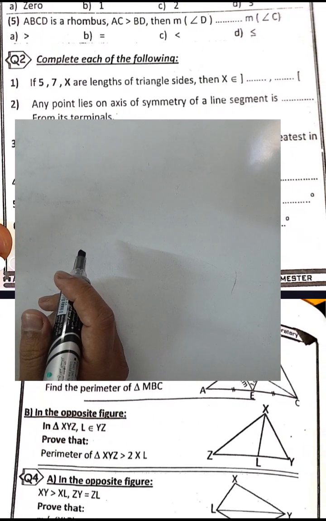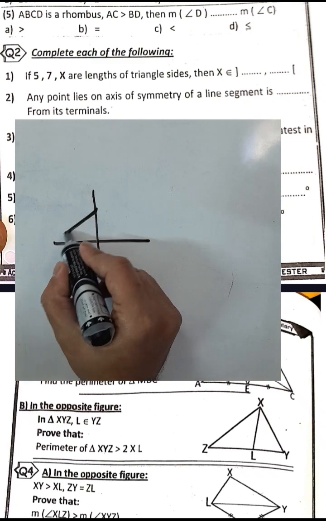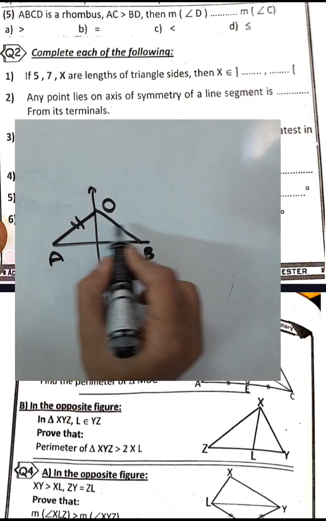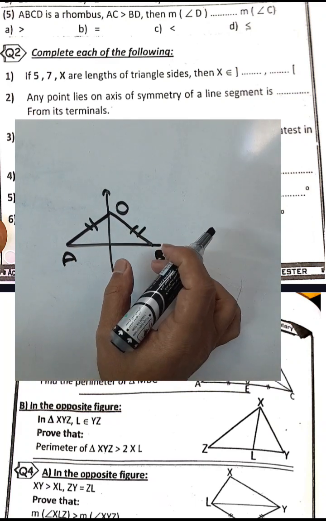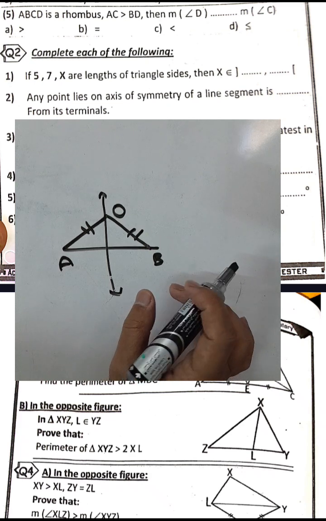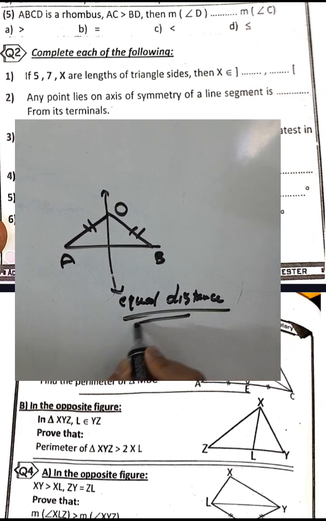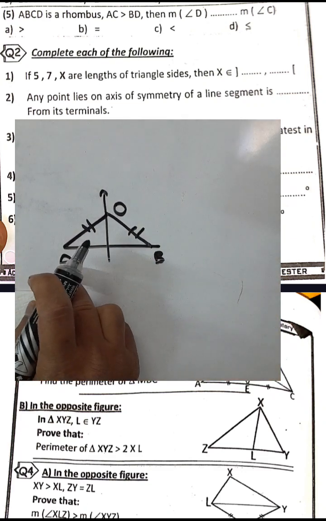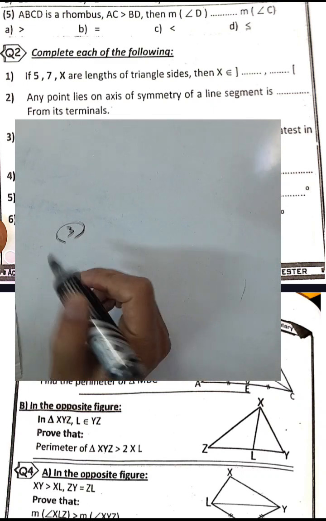Question number 2. Any point that lies on the axis of symmetry of a line segment is equidistant from its terminals. We have a point O on the axis of the line segment AB, then OA will be equal to OB. Any point on the axis of symmetry of a line segment is at equal distance from its terminals A and B. Okay, question number 3.